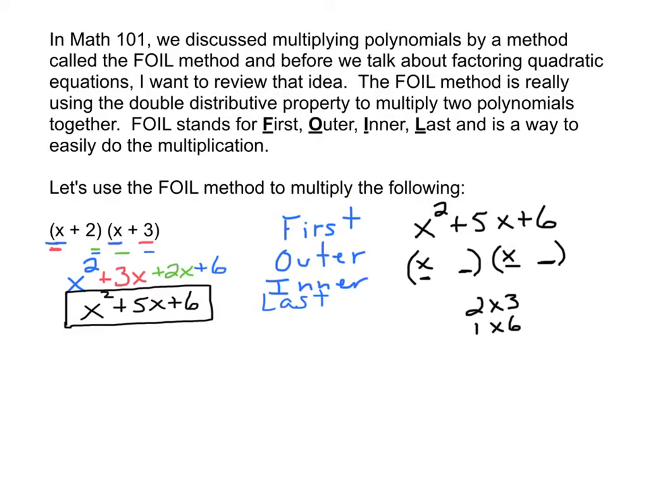But I know in order to get the outer and the inner, when I add those together, I'm going to have to end up with a 5. So I'm trying to think of which numbers, the 2 and the 3 or the 1 and the 6, I could add to get a 5. And obviously it would be the 2 and the 3. So x plus 2, x plus 3 would give me, when I do the FOIL method, x squared plus 5x plus 6.